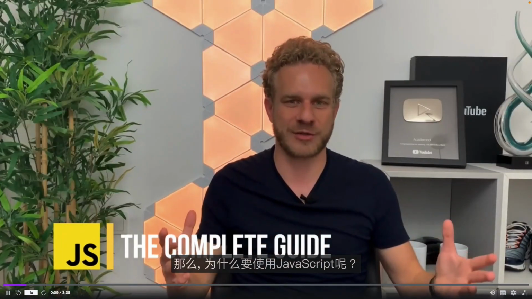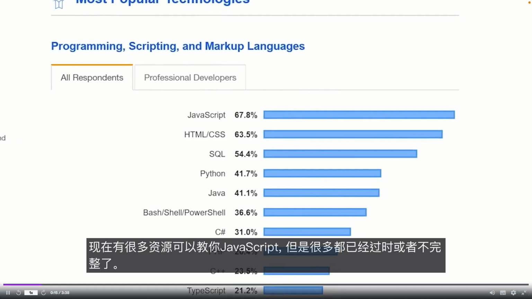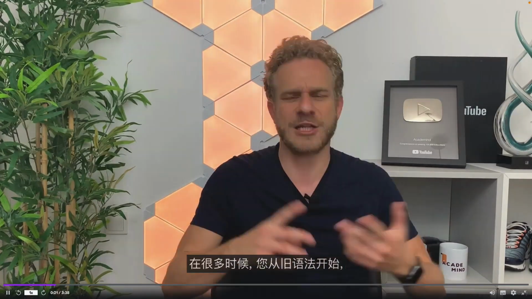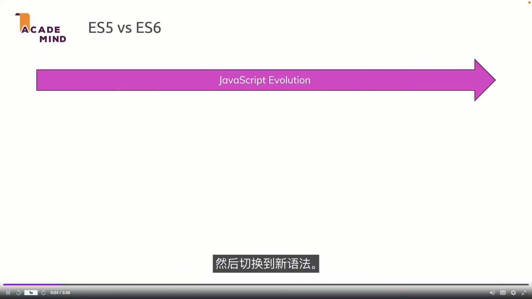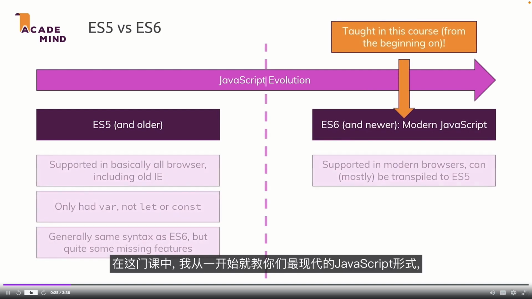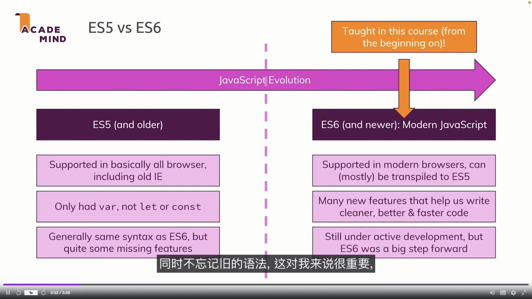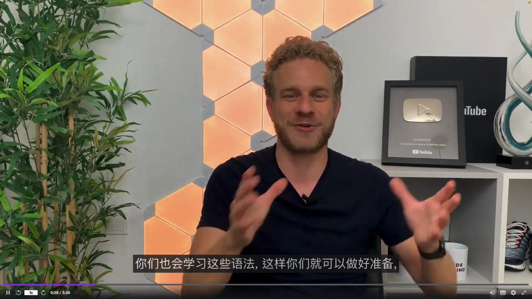Now, why JavaScript? JavaScript is one of the most important programming languages you gotta know these days. Now, there are a lot of resources out there that teach you JavaScript, but a lot of them are outdated or not complete. In a lot of them, you start with the old syntax and then switch to the new one. Well, in this course, it was important to me to teach you the most modern form of JavaScript right from the start, without forgetting about the old syntax, which you will also learn so that you're well prepared to dive into any project you want.